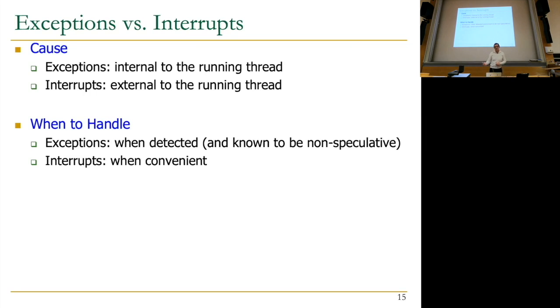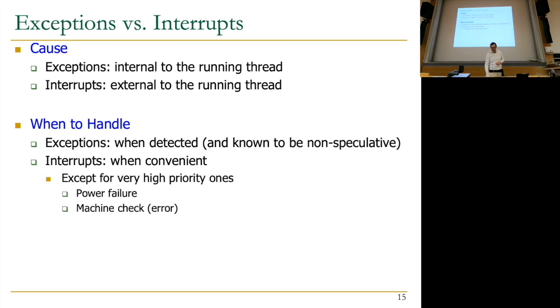Interrupts, on the other hand, can be handled when convenient, meaning some network packet is coming, for example. You don't have to immediately handle that. You can buffer it for some time and then handle that after some point. So there could be some interrupt handling latency. So it really depends on the nature of the interrupt, except for very high priority ones like machine check or power failure that usually need to be handled immediately, because if you don't handle the power failure right away, you may actually lose some data, right?